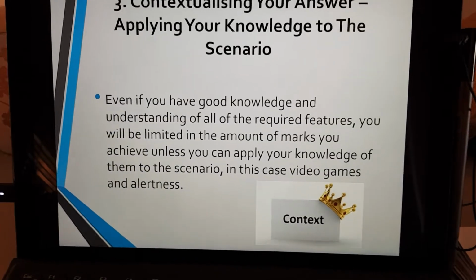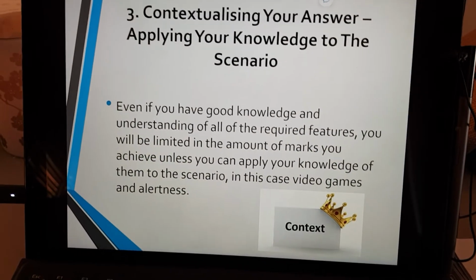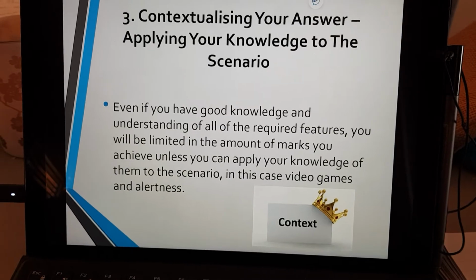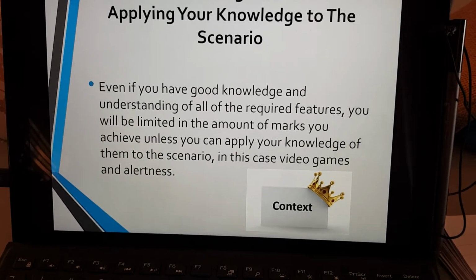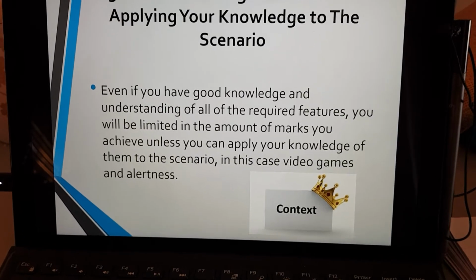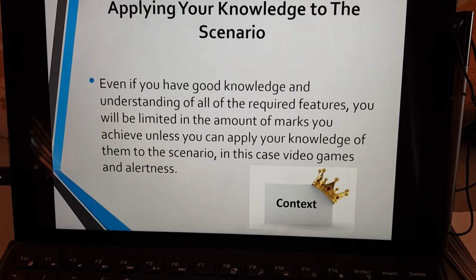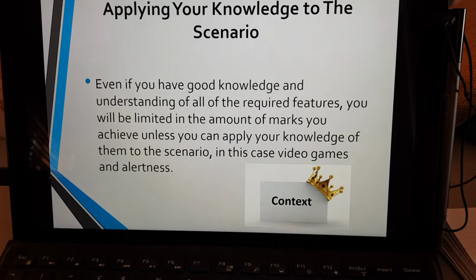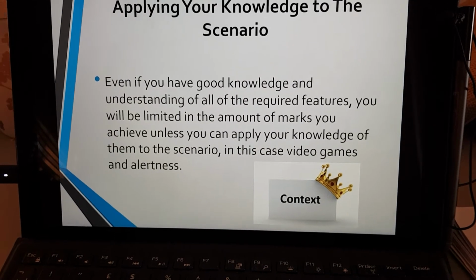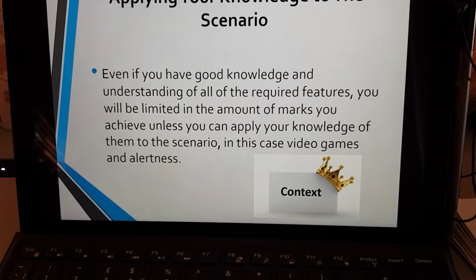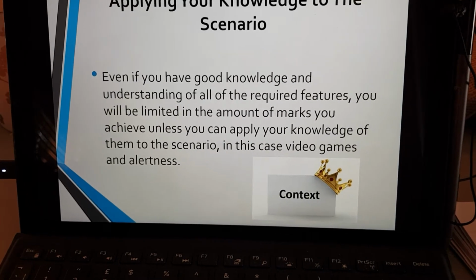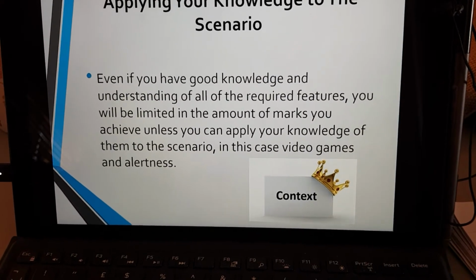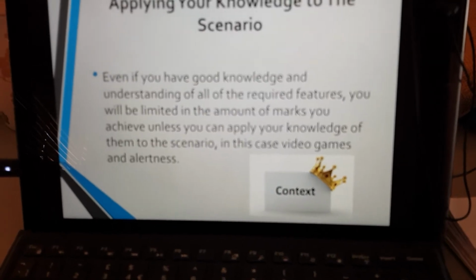The next bit is context is king, as always. Okay, so you have to contextualize your answer. So even if you've made a spectacular answer, okay, so far you're really feeling confident about your design decisions, you have to put it into context. Okay, so you need to use that blurb at the start of the question and put it in your answer to say exactly how you're going to do it.